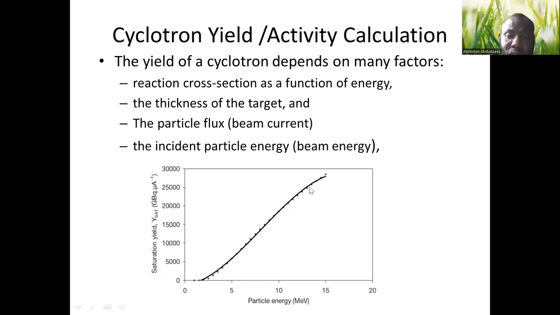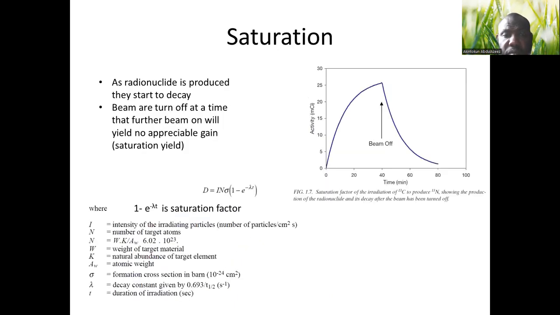So if you get to this point that it becomes saturated, further increase in the energy will give no advantage. At this point, this is the optimal particle energy that will produce nitrogen. This interaction, I think it's for nitrogen, producing oxygen. So saturation, we talk about saturation.